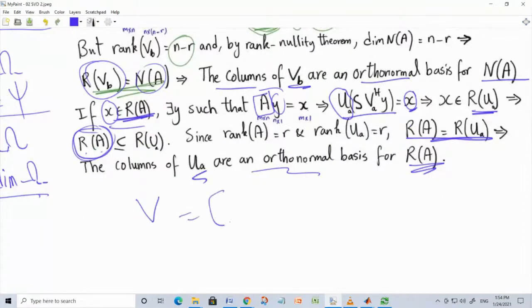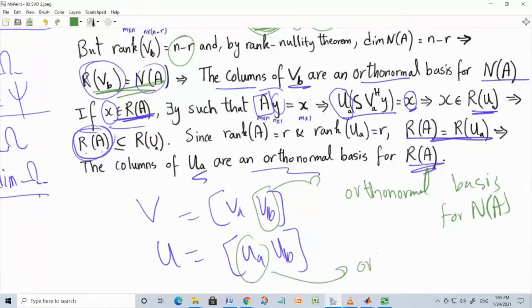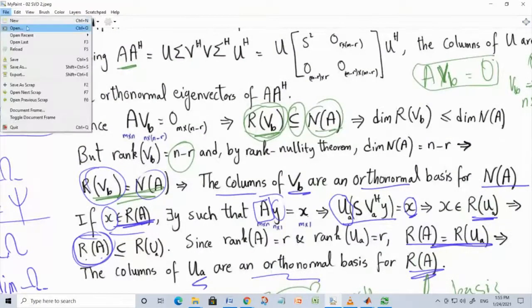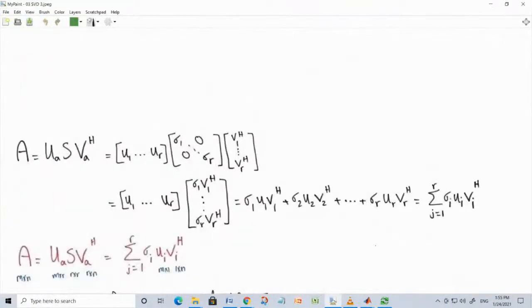So you have matrix V, which is equal to [V_A, V_B], and you have matrix U, which is equal to [U_A, U_B]. And now we have those very nice conclusions that V_B is an orthonormal basis for the null space of A, and U_A is an orthonormal basis for the column space, or the range, of A. Okay, any questions?